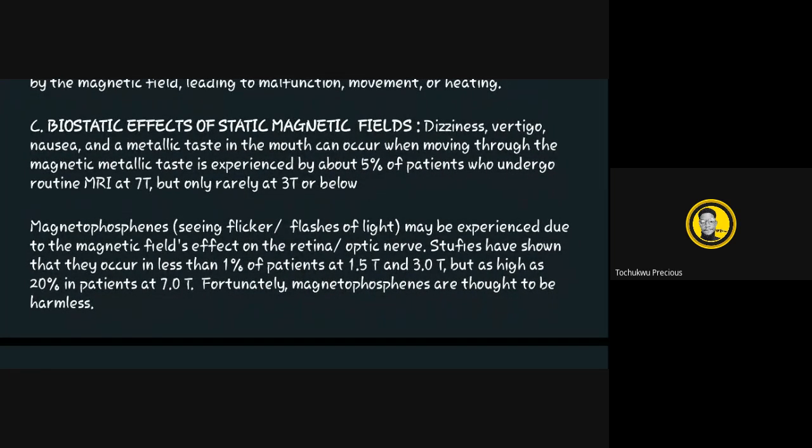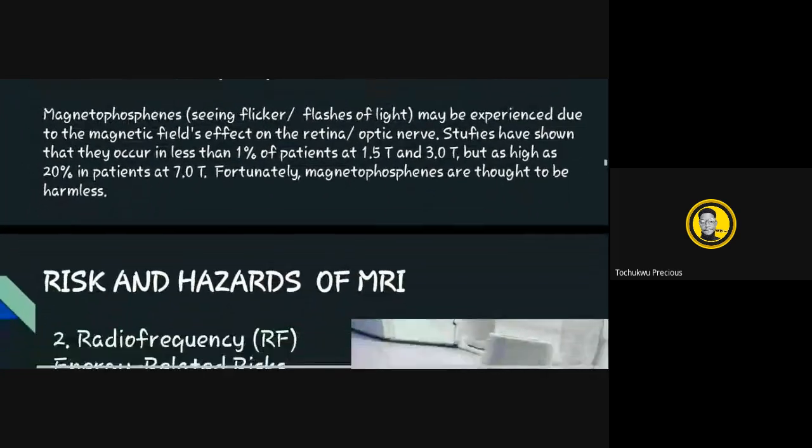We also have magnetophosphenes, which is seeing flicker or flashes of light, and it is experienced due to the magnetic field interaction with the retina. Studies have shown that it occurs in only 1% of patients who use the 1.5 Tesla machine and the 3.0 Tesla machine, but as high as 20% of patients in the 7 Tesla machine. Fortunately, these are safe and harmless. It does not cause any permanent damage to the retina or to the optic nerve.